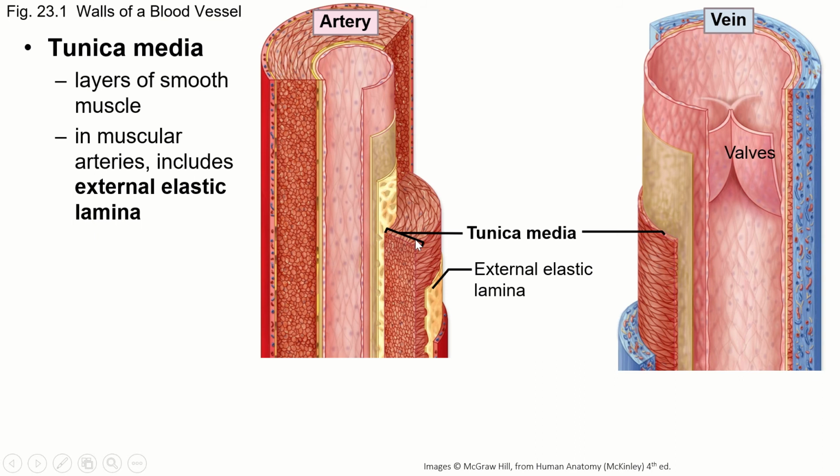Now the next layer is called the tunica media, and this is layers of smooth muscle. And remember that smooth muscle cells have this really distinctive tapered shape. They have one nucleus per cell, and they are under autonomic control. So arteries and veins are able to expand and contract in response to blood flowing through them. And again, in the muscular arteries, the external elastic lamina is going to be part of this tunica media.